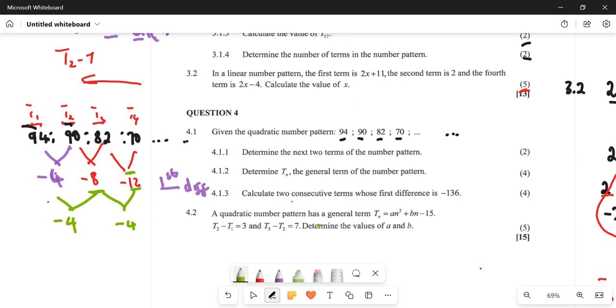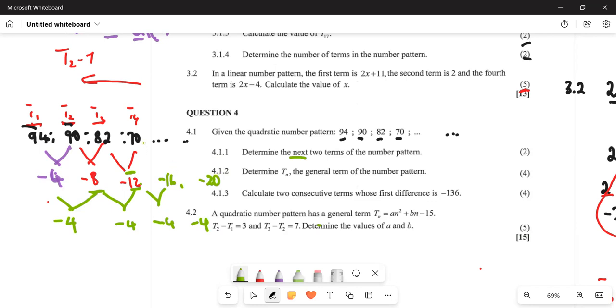And then what do we do from here? Back to the question: the next two terms. So, 94 minus 4 is 90. 90 minus 8 is 82. 82 minus 12 is 70. So we continue with the first difference. Minus 4 goes further: minus 12 minus 4 gives minus 16. Then minus 4 again: minus 16 minus 4 gives minus 20.